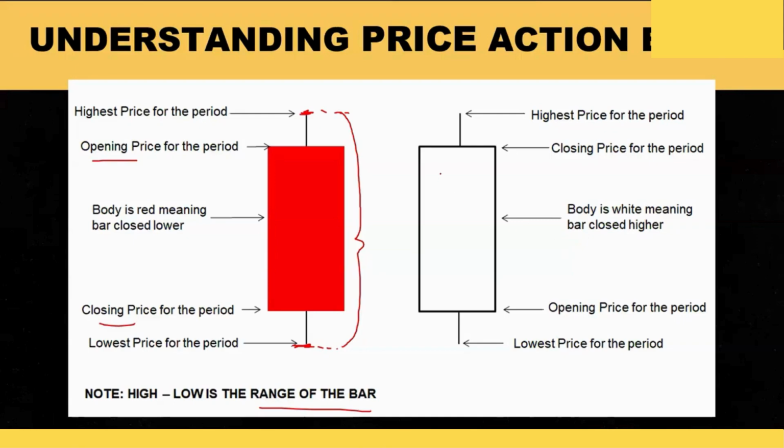If the bar body is white or green, it means the closing price is higher than the opening price. High minus low is the range. Understand? So this is really very basic. Every price action bar will give you this open, high, low, close information.